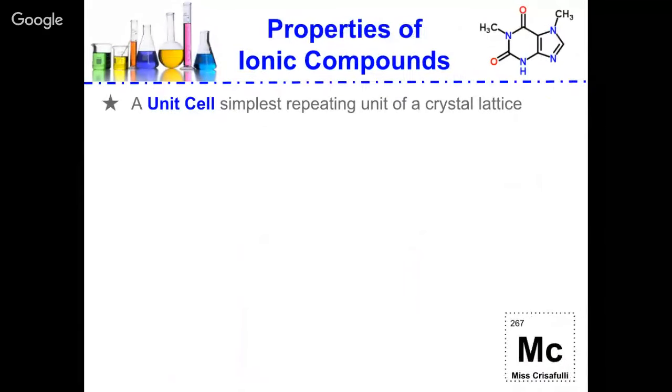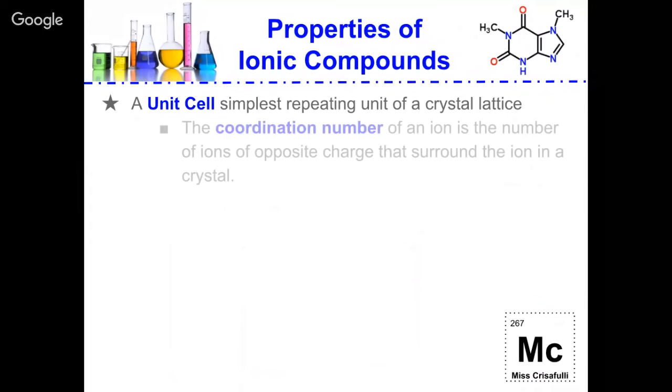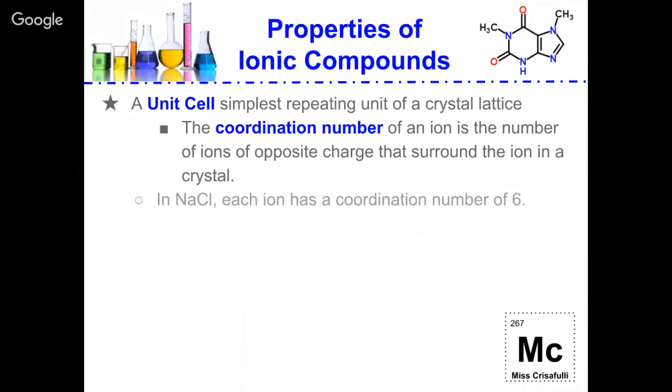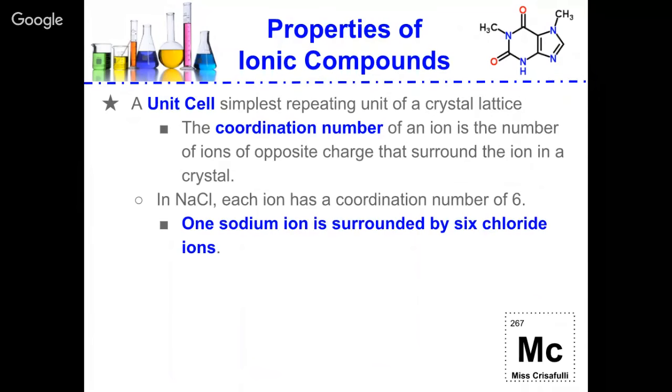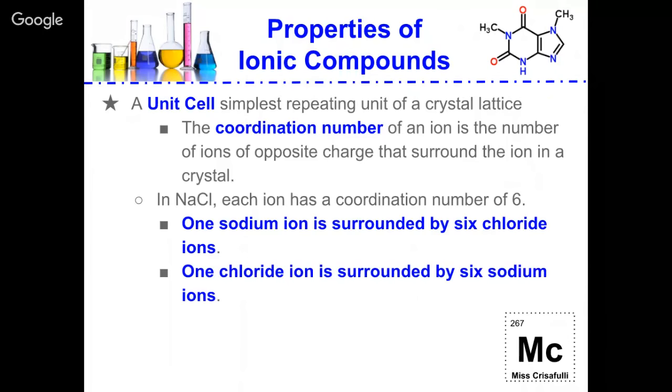So when we're talking about the structure, we talk about a unit cell. A unit cell is the simplest repeating unit of a crystal lattice. So the coordination number of an ion is the number of oppositely charged ions that surround each other in the crystal. So in NaCl, each ion, the Na and the Cl, have a coordination number of 6. That is because one sodium ion is surrounded by 6 chloride ions, and one chloride ion is surrounded by 6 sodium ions.